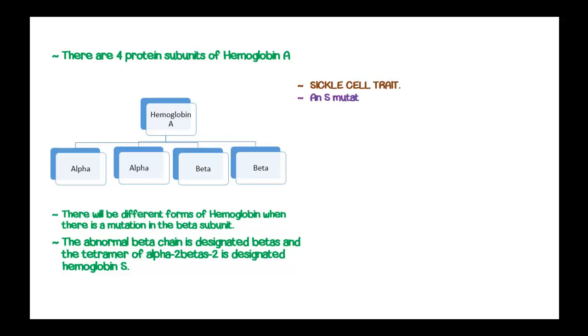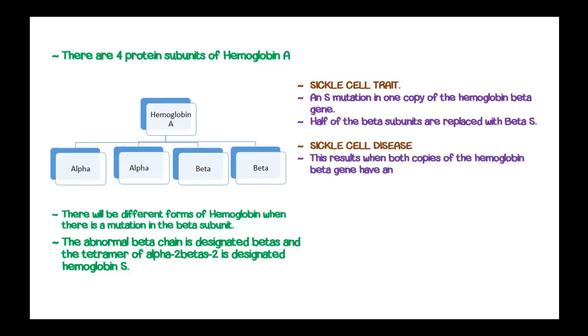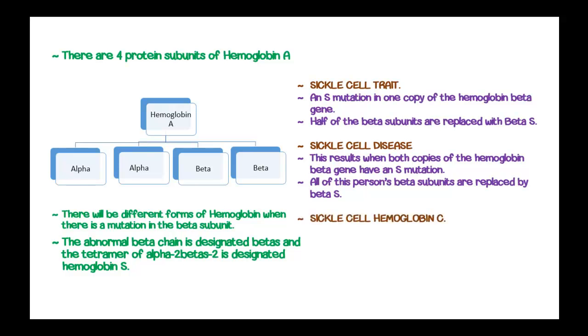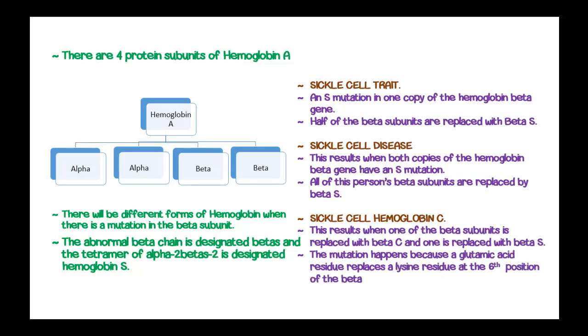In sickle cell trait, an S mutation in one copy of the hemoglobin beta gene occurs, and half of the beta subunits are therefore replaced with beta S. Sickle cell disease is whereby both copies of the hemoglobin beta gene have an S mutation, and all of these persons' beta subunits are replaced by beta S. And in sickle cell hemoglobin C disease, one of the beta subunits is replaced with beta C and one is replaced with beta S. The mutation happens because a glutamic acid residue replaces the lysine residue at the 6th position of the beta globin chain.